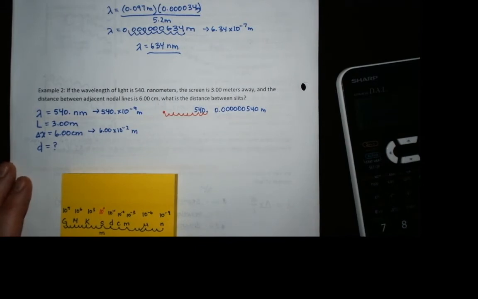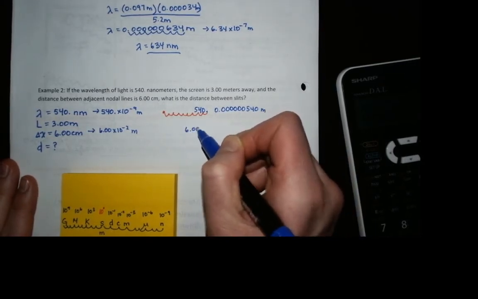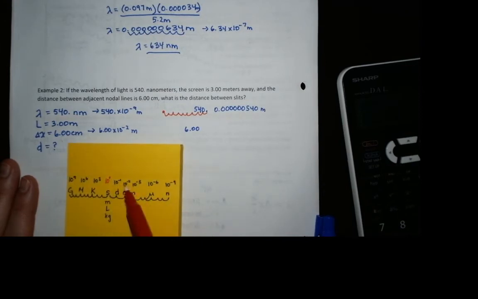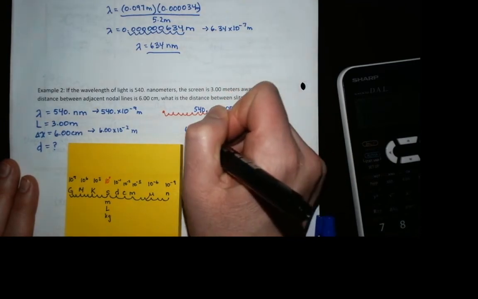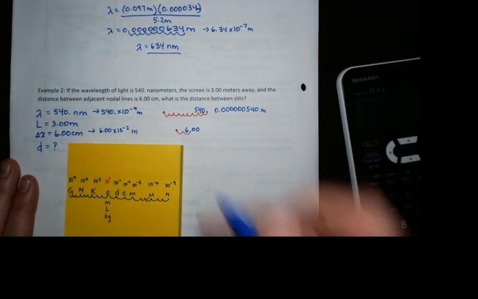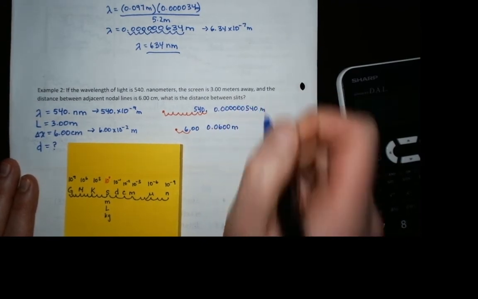Now you could also decide that you just want to move your decimal. So from 6, we would be moving it from here to there, going to the left, 2 units, 1, 2. So it would be 0.0600 meters.